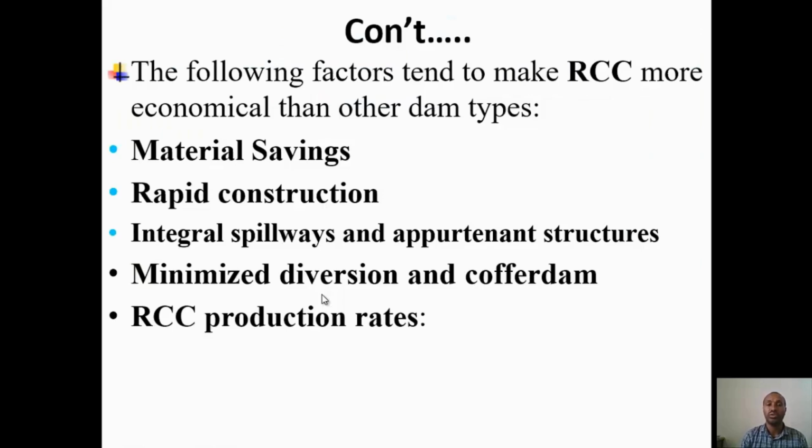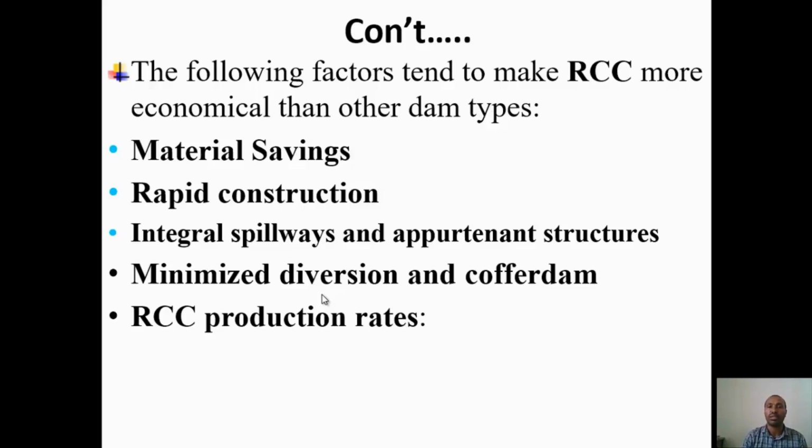The following factors tend to make RCC more economical than other dam types. The roller compacted concrete gravity dam is more economical than other dam types with respect to material saving. So you can save material, concrete, cement, etc. And also rapid construction. Construction is very fast and you can complete the project on time. And also integral spillways and appurtenant structures.